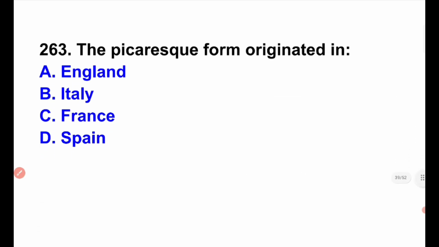Next, the question: the picaresque form originated in Spain. Option D is the correct answer. The term comes from the Spanish word picaro, meaning rogue or rascal.